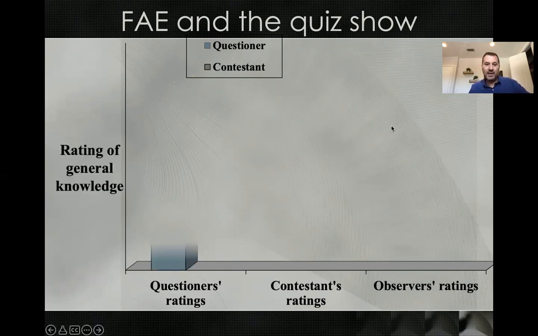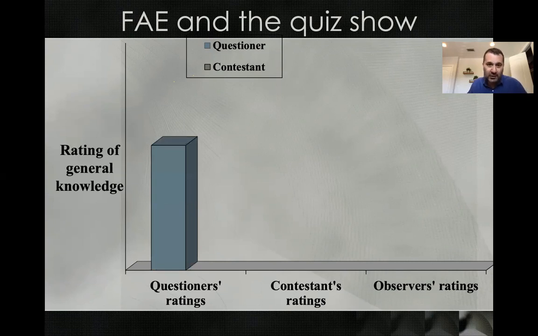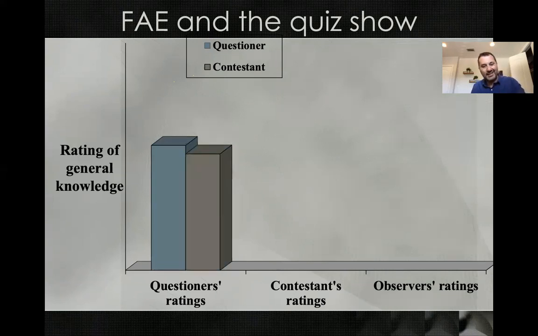However, and I should say, first off, the questioners more or less knew this. That little tiny difference is not a significant difference, right? So the questioners, if you ask them, how much knowledge do you have on general trivia and how much knowledge does the contestant have on general trivia, they correctly realize that they have about the same level of knowledge, okay? So the questioners were effectively unbiased here.